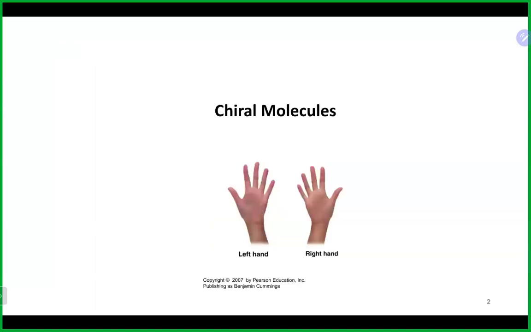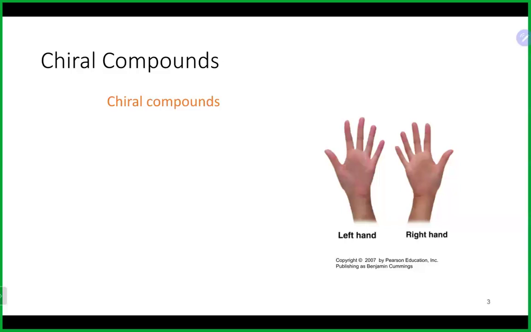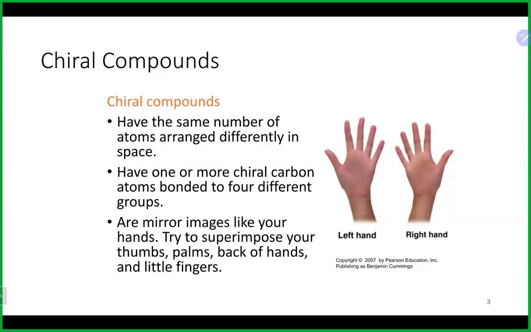It's saying hello. Those are hands. That's a left hand, right hand. But that has to do with what is referred to as chiral compounds. Chiral compounds are compounds that basically have the same number of atoms, but they are arranged differently in space. And they have one or more what is referred to as a chiral carbon. A chiral carbon is a carbon that has directly attached to it four different groups. So if you have a carbon with four different things directly attached, that's a chiral carbon, and that would be a chiral molecule.